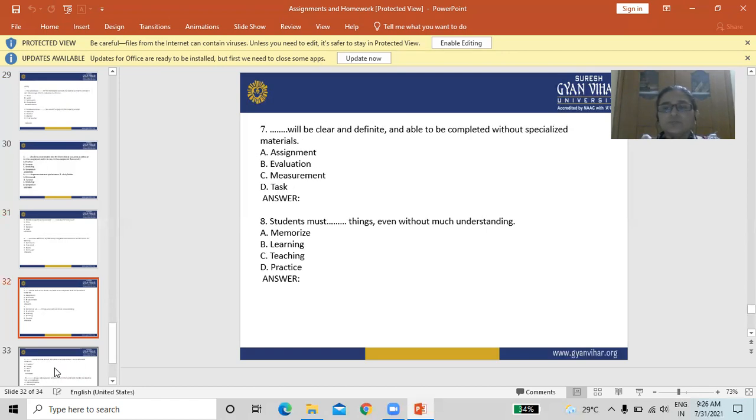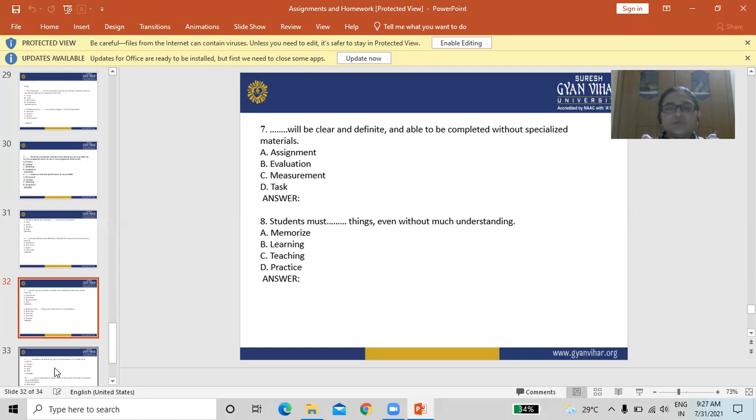Next MCQs, the blank will be clear and definite and able to complete without specialized material. Option A, assignment. Option B, evaluation. Option C, measurement. Option D, task. 4 options. Choose the appropriate answer.